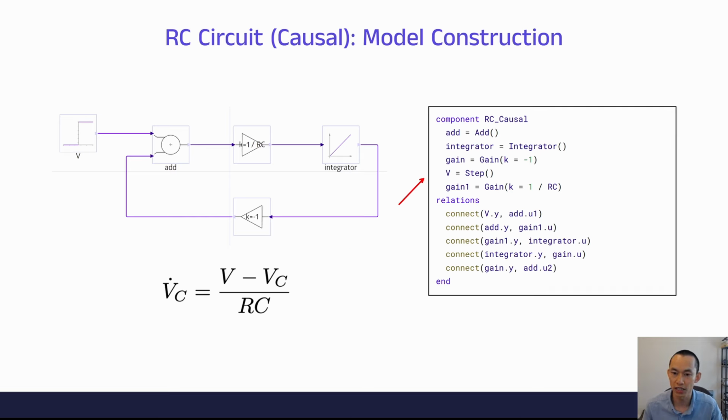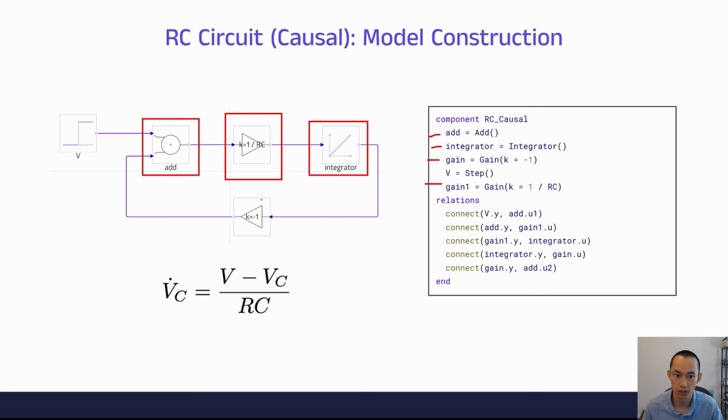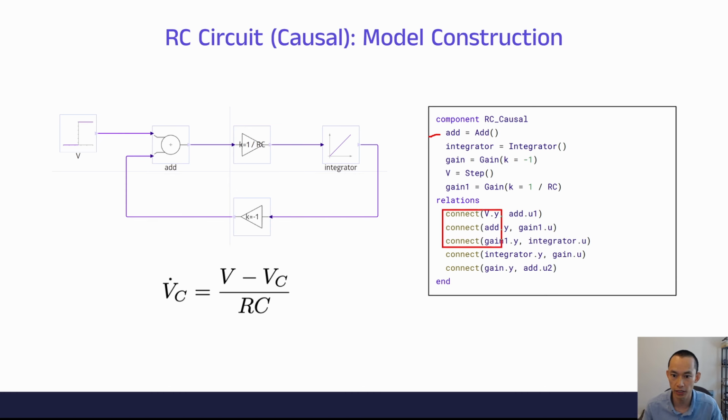And then on the right side, we see the code representation of the same block diagram, right? We have an add block right here. That's this add block. We have an integrator block, which is this. We have two gain blocks, 1, 2. And then lastly, we have the voltage source, which is this guy right over here. And then we have all these connect statements right here, which connect the inputs to the outputs of the various blocks.